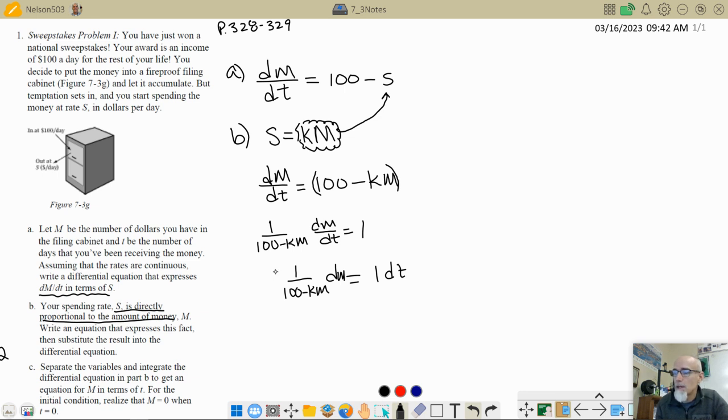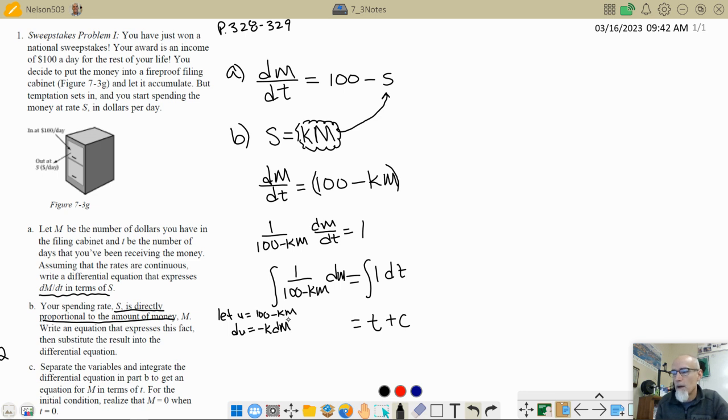Now I'm going to take the antiderivative of both sides. So the antiderivative, okay? On the right side, we definitely have a t plus some constant, right? On the left side, gosh, it's a little bit more complicated, right? And you've got to remember, k is just a constant. So let's let u equal 100 minus Km. So that would mean that the derivative of u would be negative k dM.